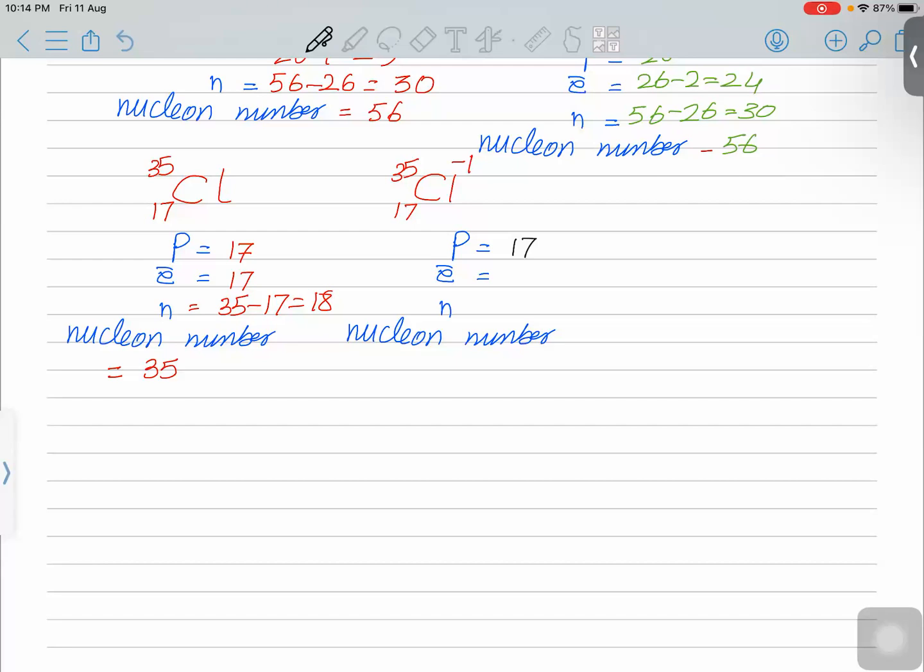Because it's -1 charge, that means it has one more electron. Exactly. Negative charge means one more electron. So total electrons 18. Very good. And for neutrons, it would be 35 minus 17, which is 18. And the nuclear number would be 35. Very good.